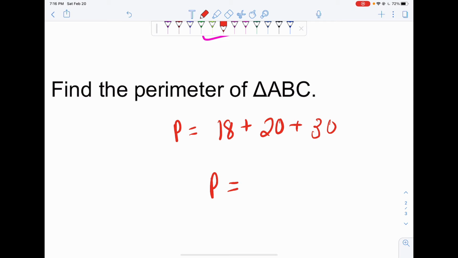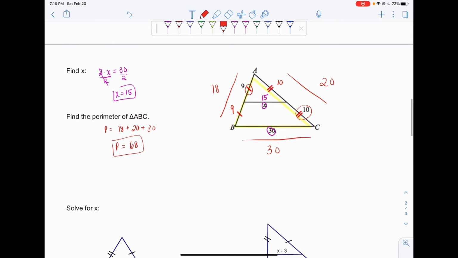You can do it in your head. 18 plus 20 is 38. 38 plus 30 is 68. So my perimeter is 68 units.